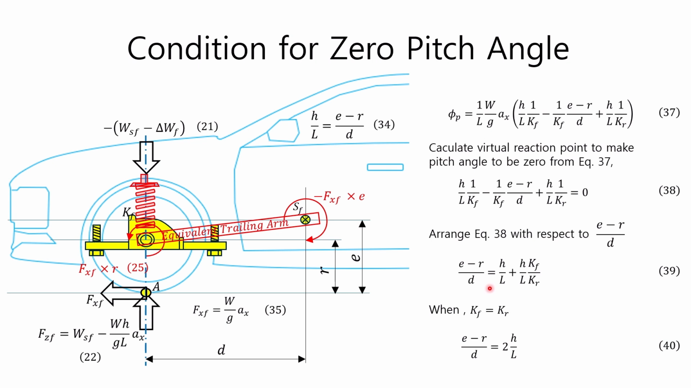From equation 39, if the rear wheel rate has a significantly larger value compared to the front wheel rate, the second term of equation 39 can be ignored, so it can be seen that the conditions for zero lift and zero pitch angle are identical. If the front suspension wheel rate and the rear suspension wheel rate are equal in equation 39, the condition for zero pitch angle can be expressed as equation 40. Let's verify the above explanation with a figure.